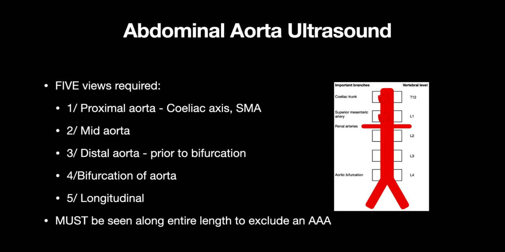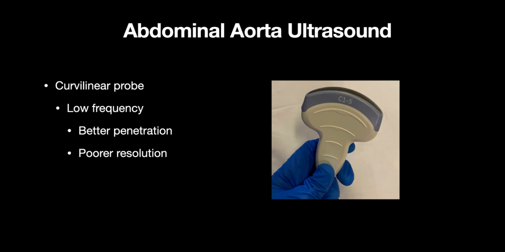So these 5 views, and we'll go through each of these in turn, are the proximal aorta, the mid-aorta and distal aorta, and then we have the bifurcation of the aorta, and then one view in the longitudinal measurement is also required as well.